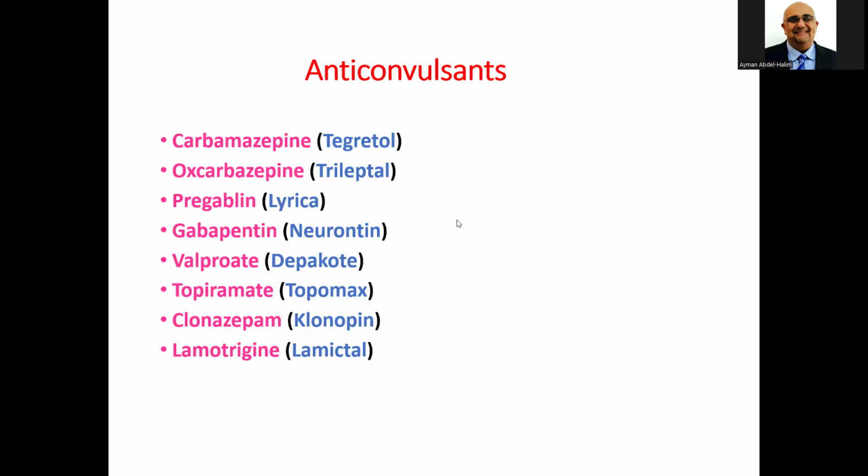All right. Topiramate is mainly used for prevention of migraine headaches. Clonazepam, as I told you, for basically surface allodynia in neuropathic pain.